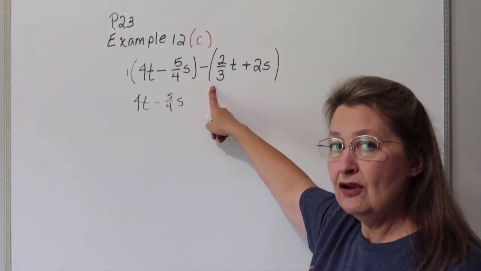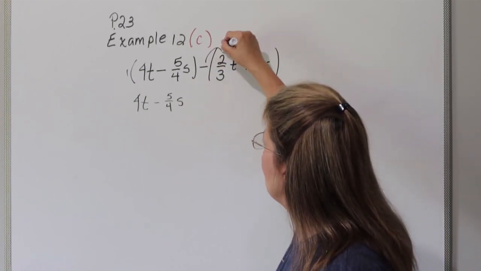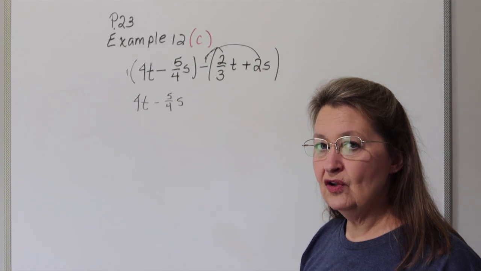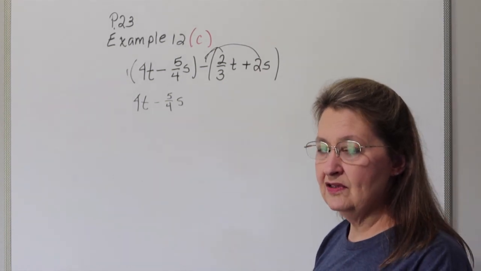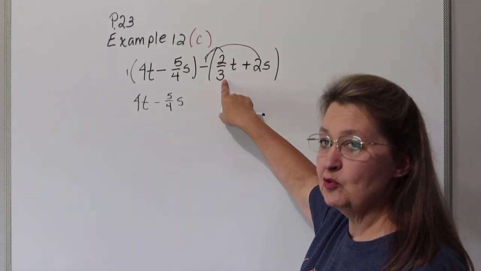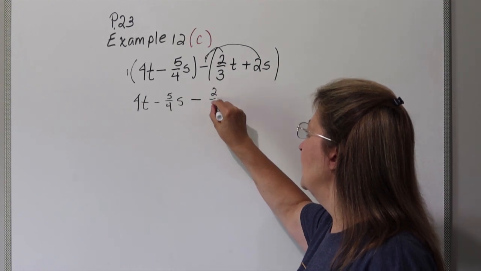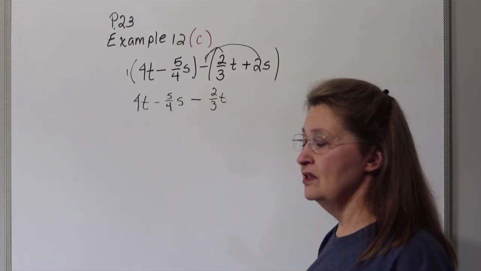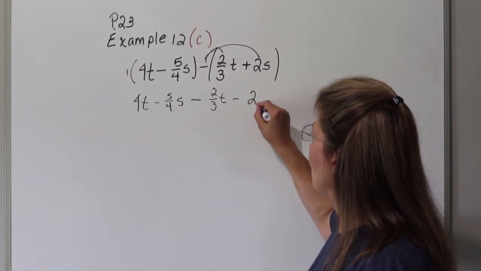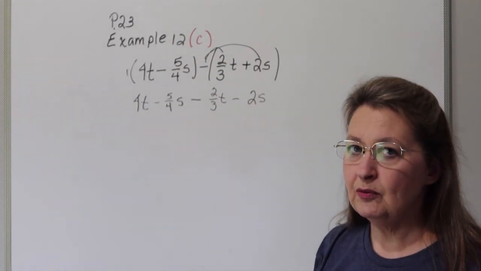Now when I come down here, it's a little bit different because of the minus sign. What I've got to do here is distribute the minus, or a minus 1. And that's going to change everything that's inside the parentheses. Right now, because of the parentheses, this number's positive. But when I distribute, it's going to become negative, or minus 2/3 t. And this plus 2s is going to become minus 2s. So now I've gotten rid of parentheses.